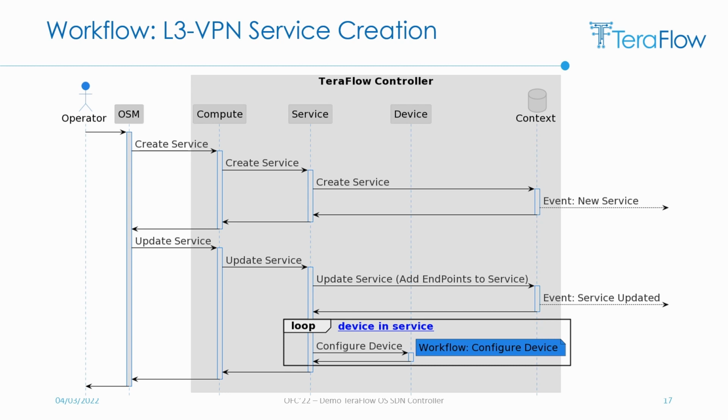Regarding the creation of the connectivity service between both virtual network functions, the open source MANO delegates on the TeraFlow controller to first create the connectivity service and then populate the service with the appropriate endpoints corresponding to the different virtual network function connectivity points. As soon as the endpoints are added to the service, the service component is able to compute the path for the connectivity service and populate the appropriate configuration rules for the different devices.